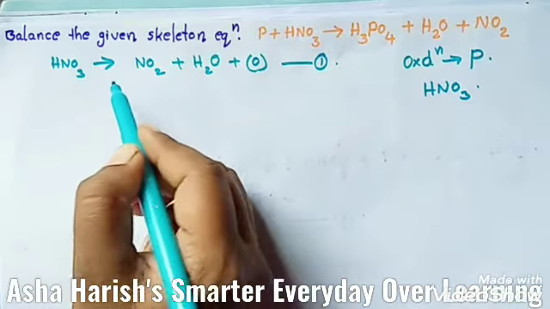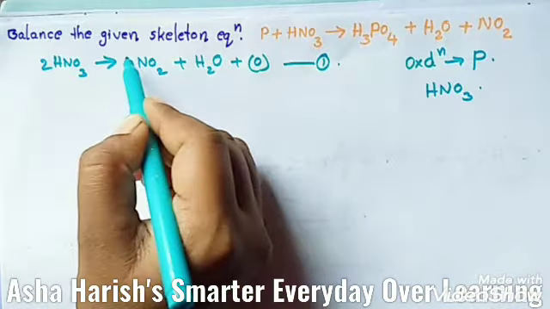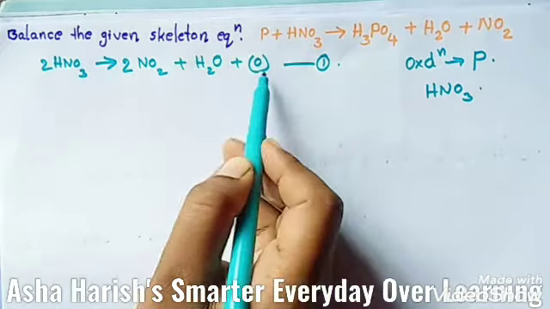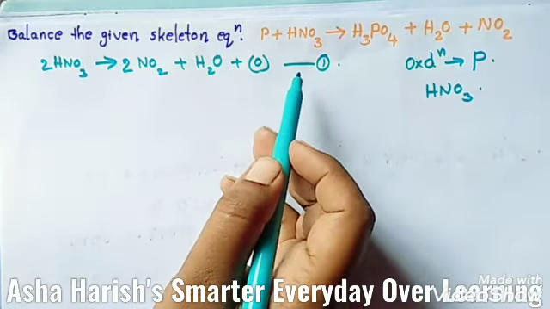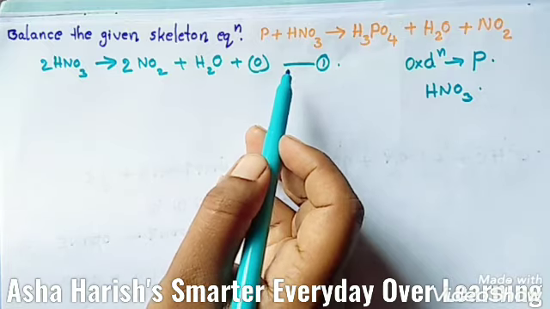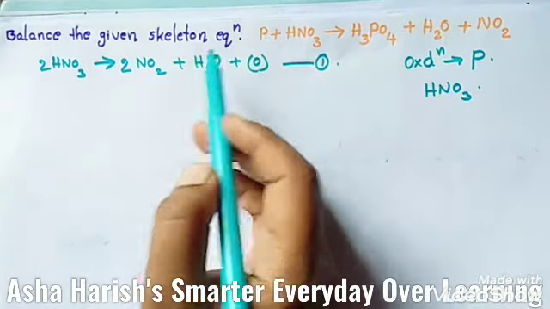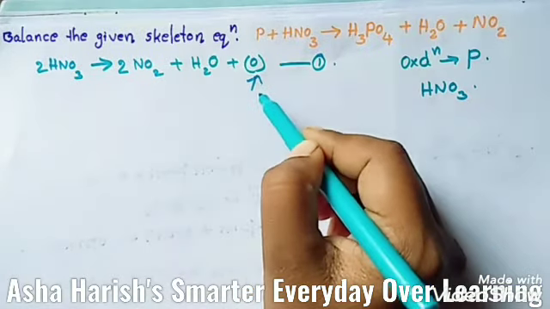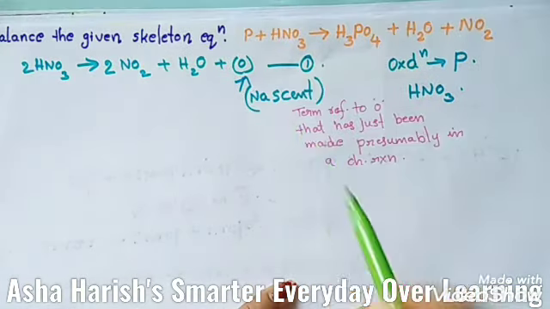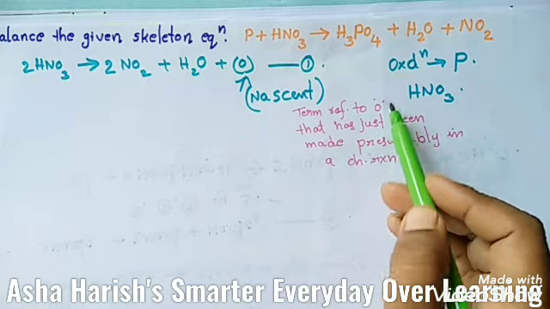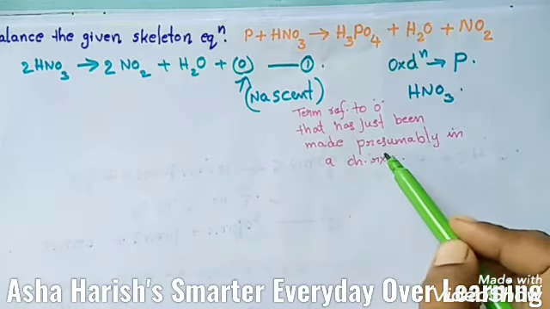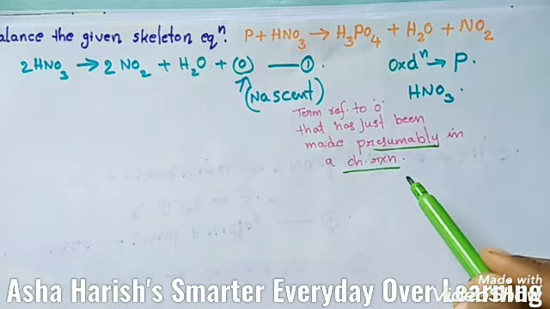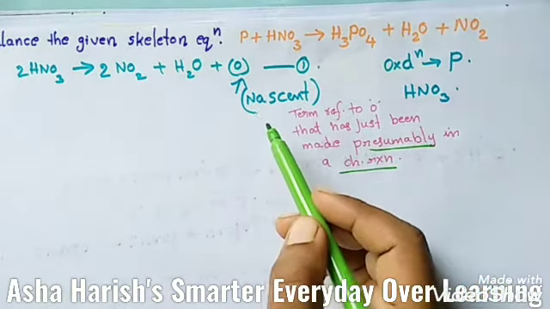So here HNO3, if you place 2 here, nitrogens are 2 and oxygens are also balanced. This is the first one. Now the second step. Here, students, in the first one nitric acid decomposes to liberate oxygen, nothing but nascent oxygen. Nascent means the term referred to oxygen that has just been made in a chemical reaction. Okay, that is about the nascent oxygen.